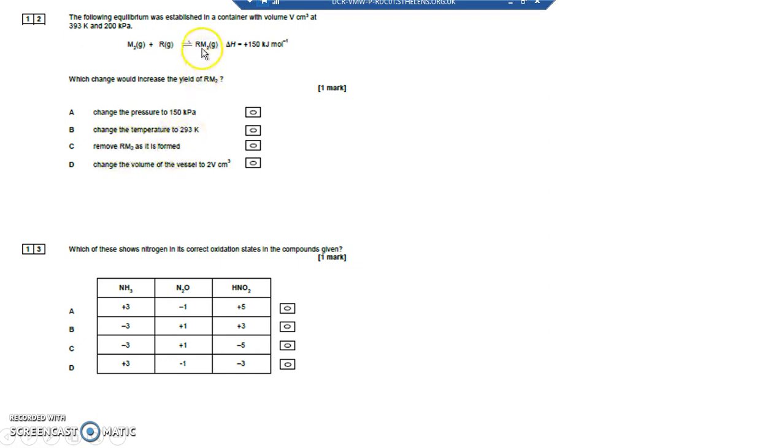Remove RM2 as it is formed. Yes, the answer is C. Change the volume of the vessel to double the volume. Doubling the volume would be lowering the pressure because there'd be more volume. Lowering the pressure now would shift it to the left hand side.